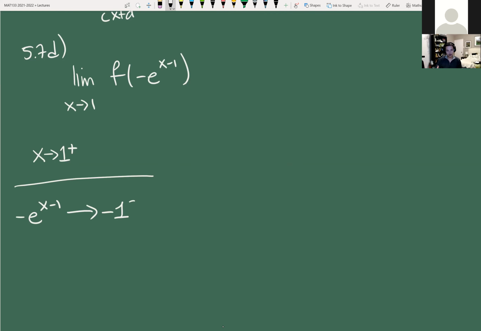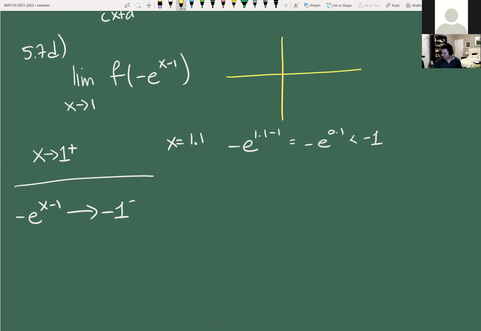Right? So here's how you can figure it out. Let's try, if we were to plug in x equals 1.1, because I'm approaching from above, to the right. When I plug 1.1 into this, I get negative e to the 0.1. That number is, what is it? It's actually less than negative 1. Yeah, exactly. If you want, you can think about it like that too.